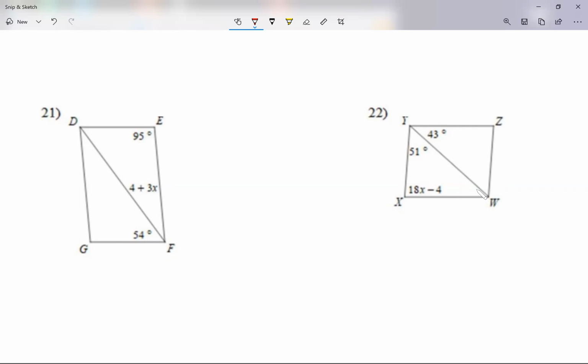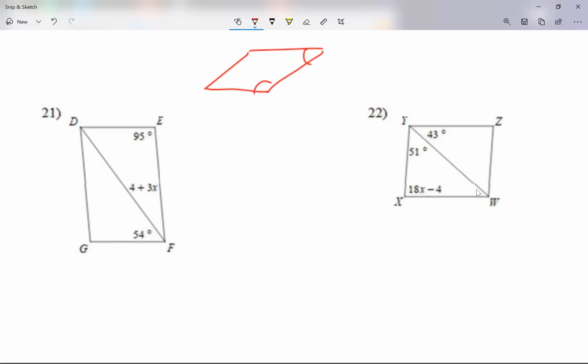I remember from yesterday, let's say I had a parallelogram here. If the angles were opposite, they were equal to each other. But now if they were adjacent, so let's say I was dealing with these two angles, those two angles are supplementary. That means add everything and it equals 180.